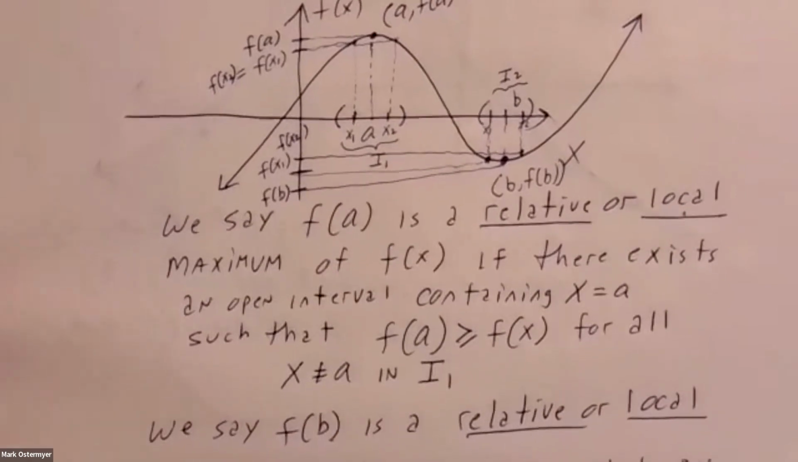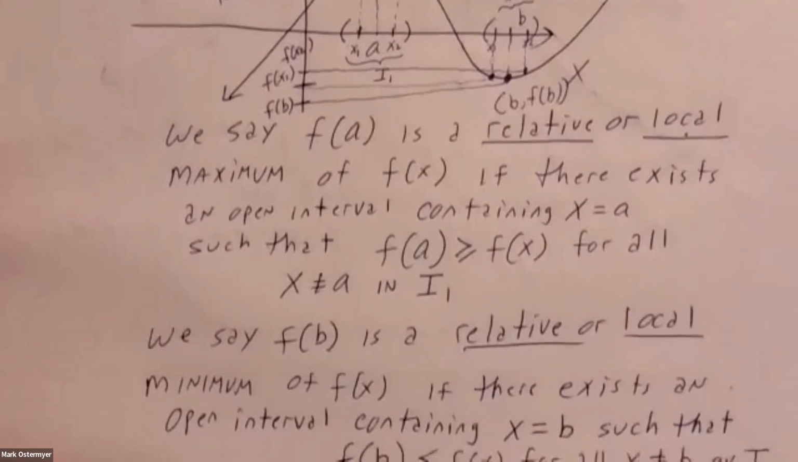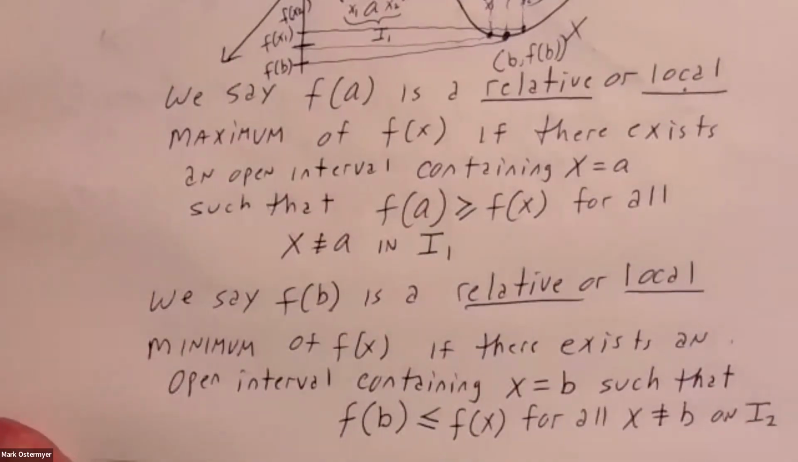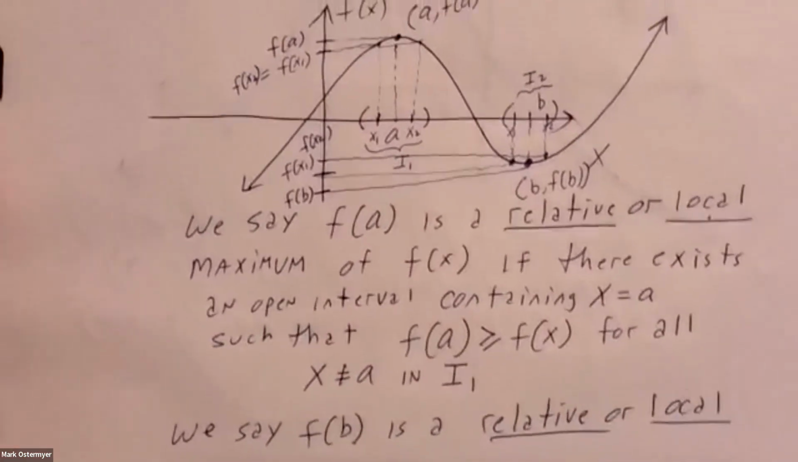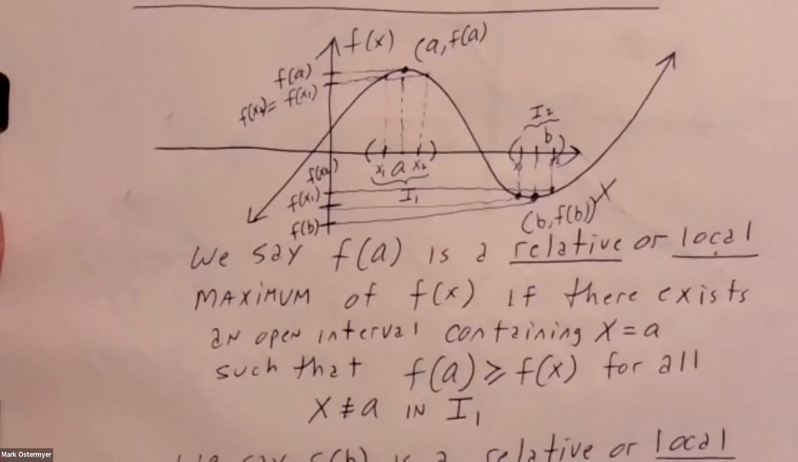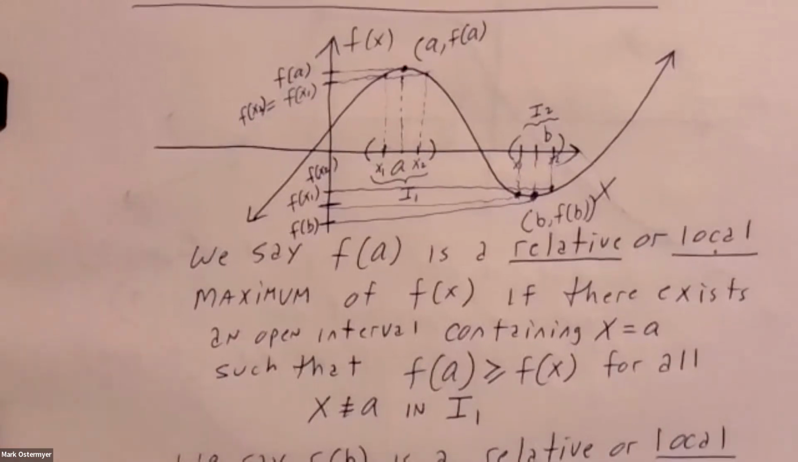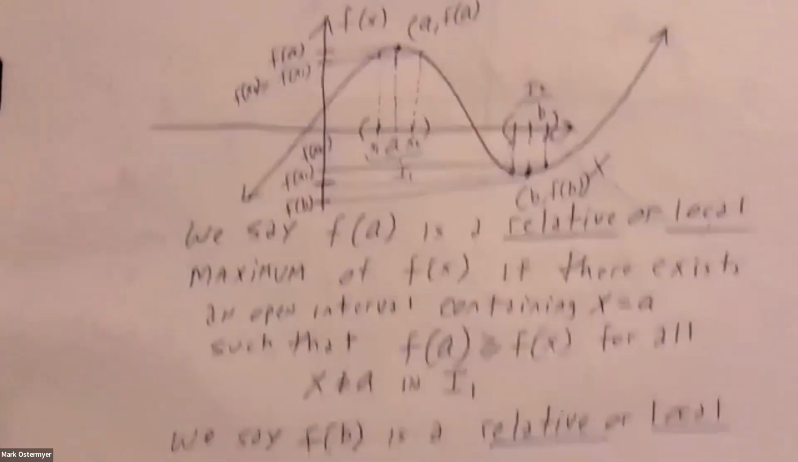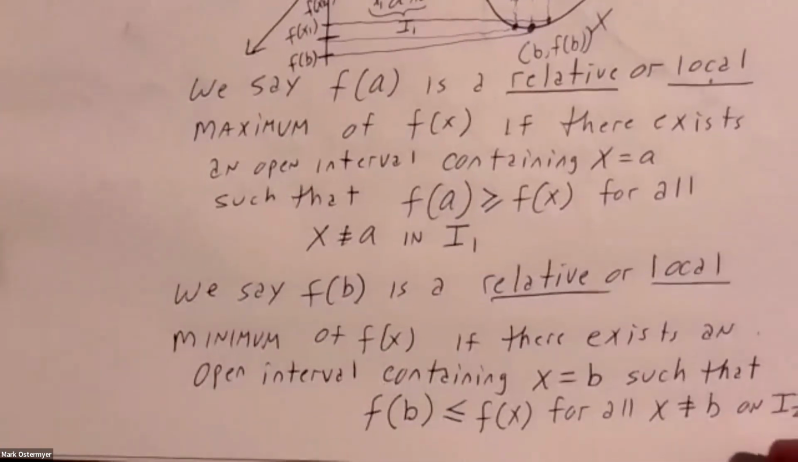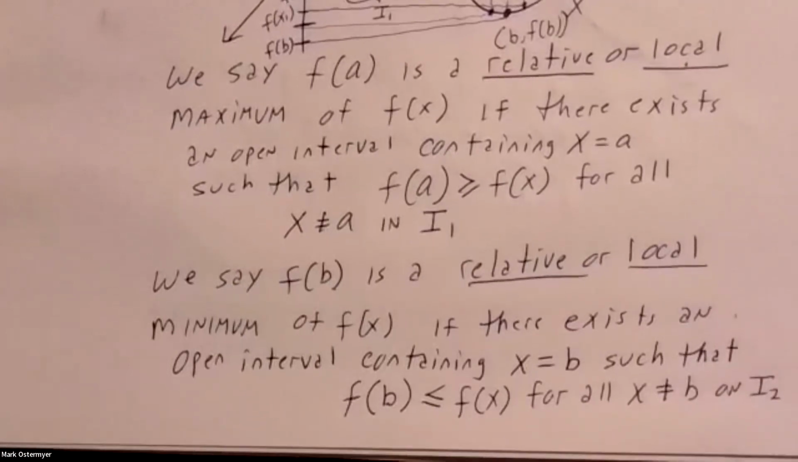So I've defined for you what a relative or local maximum is and a relative or local minimum of f of x. Together, these are called relative or local extrema. So a relative minimum or relative maximum belong to a class of points on a function's graph called relative extrema.